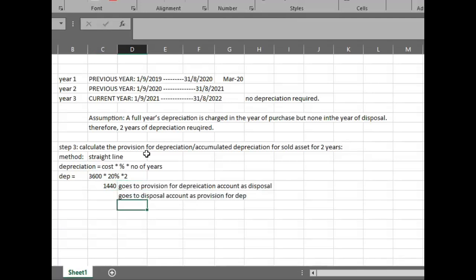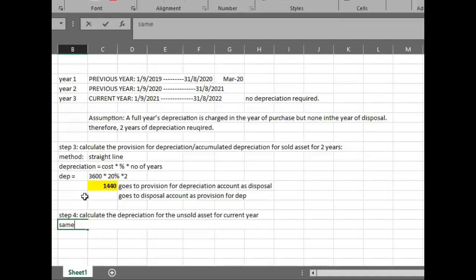In the next step, we calculate the depreciation for the unsold asset for the current year. In this step, we only calculate for 1 year, because we want to know the depreciation expense that we should put in the income statement, and that's just for 1 year. The equation is the same as straight-line: cost multiplied by the percentage, and it's only for the current year, so there's no need to multiply by the number of years.